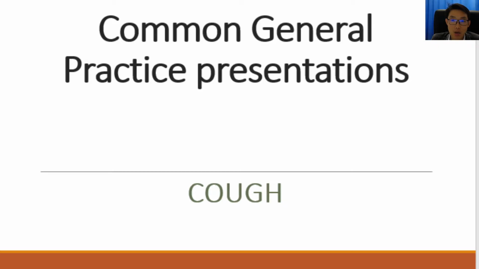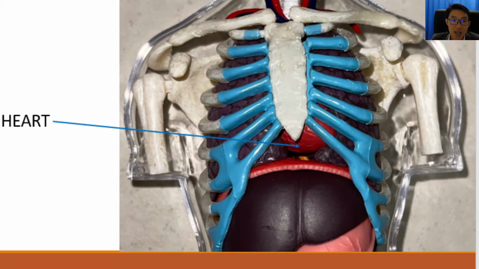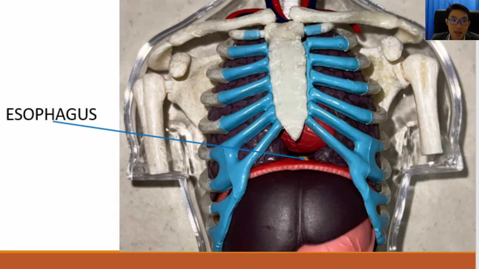Before we move on, let's take a look at the anatomy of the chest. Here's a diagram of the chest. Under the rib cage, we can see that there's a right lung, the left lung, the heart in between the lungs, and the esophagus behind the heart.